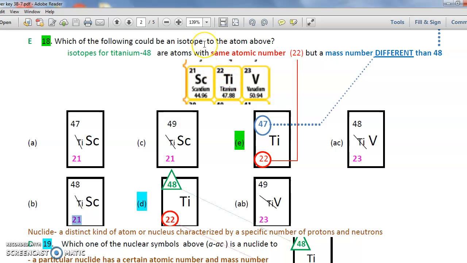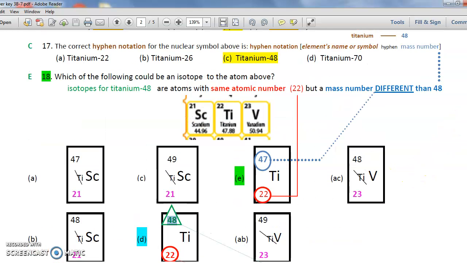And for it to be an isotope, it still has to be titanium. Just a different mass number, a different number of neutrons. This one right here is titanium. It has a 22 there. But its mass number is still 48. Isotopes have a different mass number. So it's not letter D.